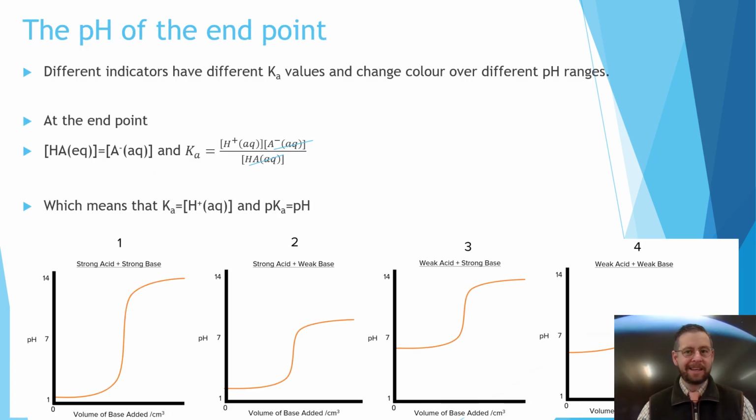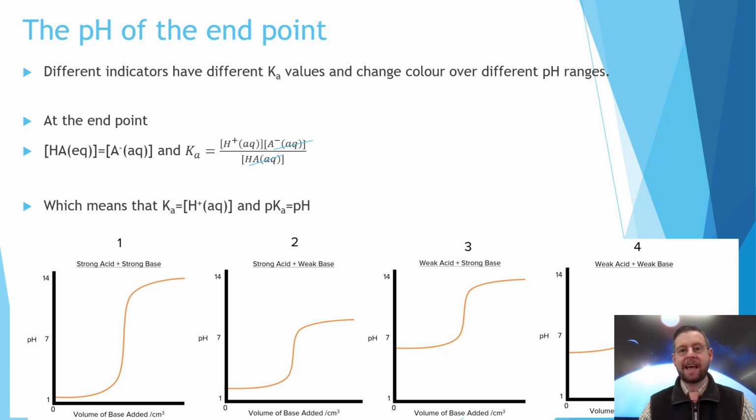What about the acid dissociation constant of these indicators then? If they are weak acids, then maybe they have a Ka that is somehow linked to the endpoint of this neutralization. Well, at that point, what we find is the concentration of the undissociated acid would be the same as the concentration of the conjugate base, A-. And for that reason, it enables us to rewrite the equation for the acid dissociation constant, Ka.